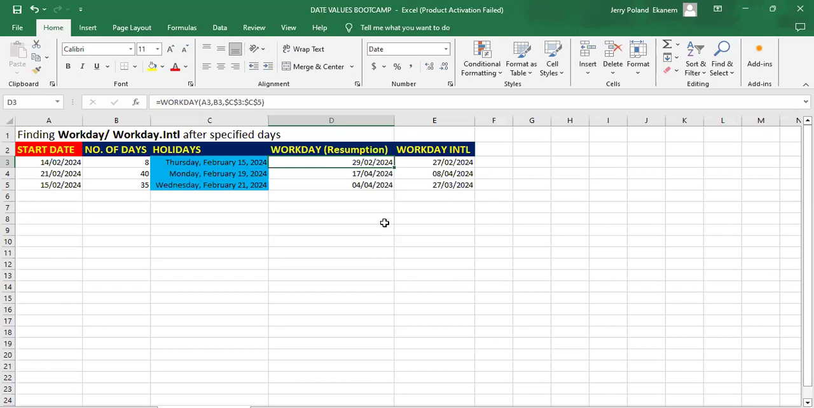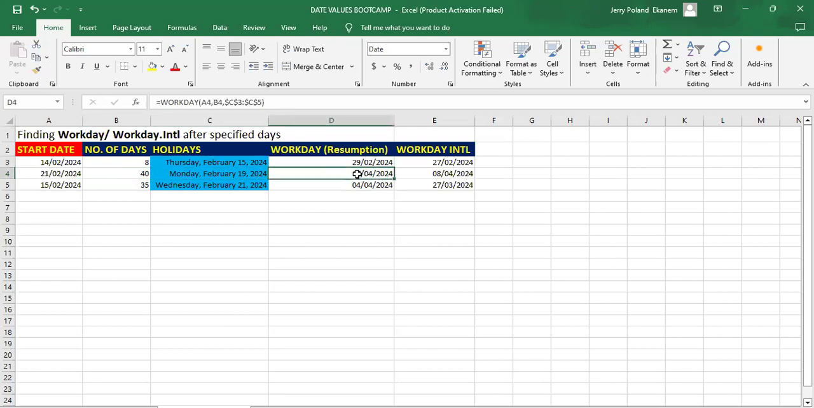Now, let's talk about the absolute cell reference again. For instance, now I'm going to be dealing with the next person. Let's say another person in our organization, who works in our company, is Rachel. Rachel is starting her leave on the 21st of February and she'll be going on leave for 40 days. When is she going to resume? All right, of course, we have the formula here.